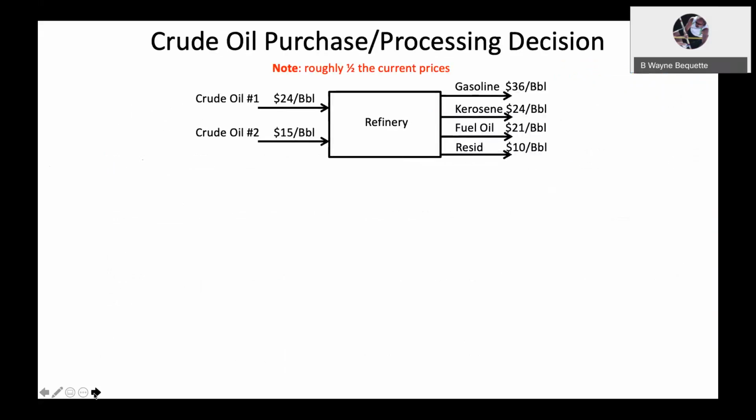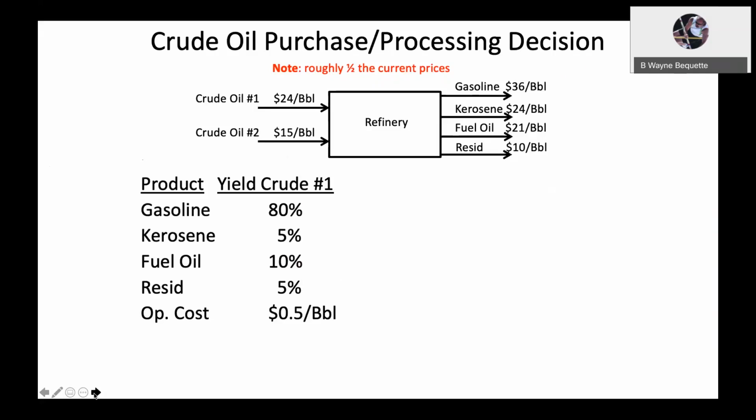So we're going to take a simple crude oil purchase processing decision problem. I should note that these prices are about 1/2 the current prices for crude oil and for the various products. We have crude oil 1 at $24 per barrel, crude oil 2 at $15 per barrel, and then possible products that can be produced: gasoline, kerosene, fuel oil, and resid, all with different values. Gasoline, the highest value, and this heavy resid, the lowest value.